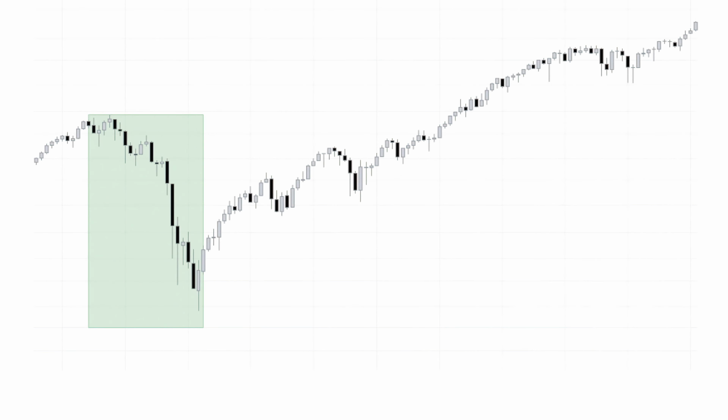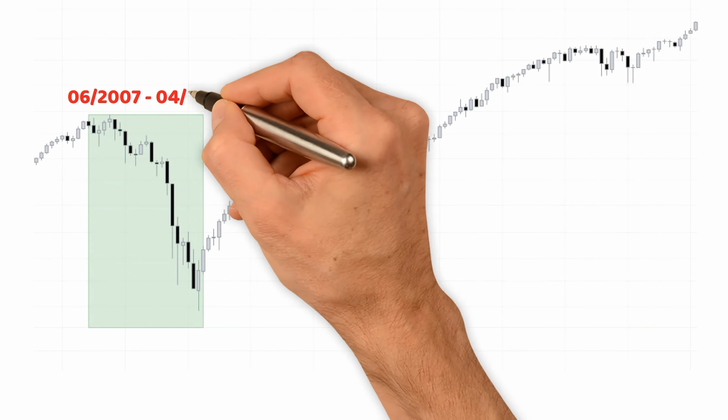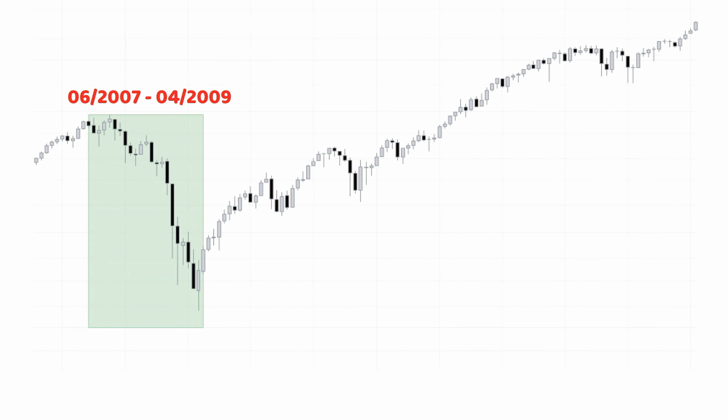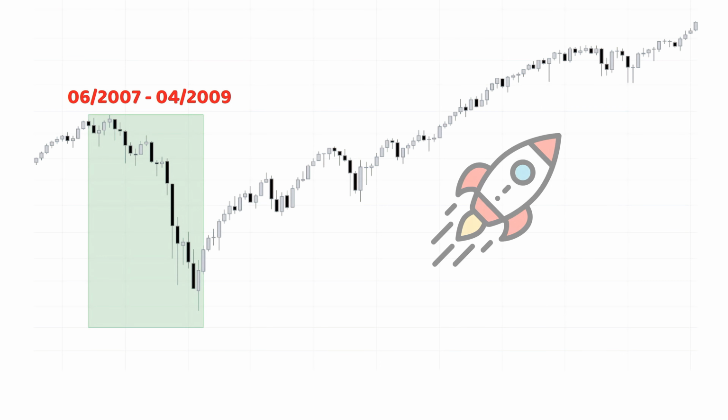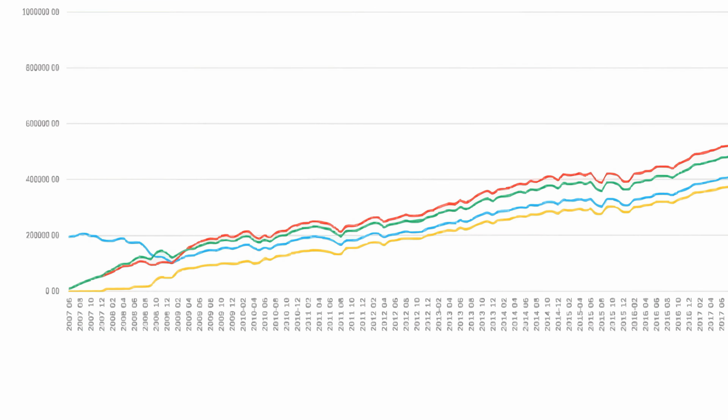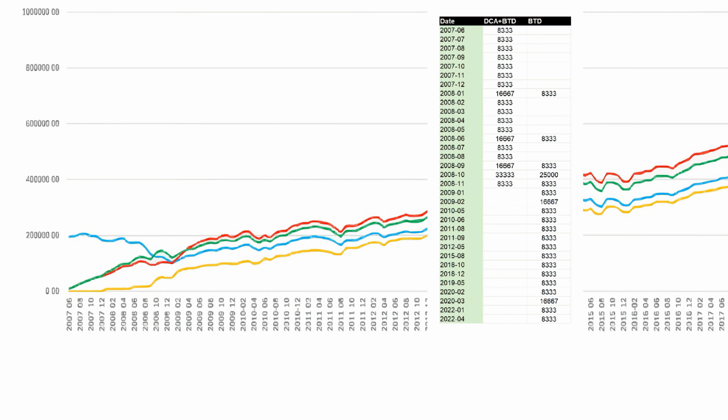DCA performs better because it spreads the investments across the entire bear market, effectively averaging down the entry cost. In this scenario, the final DCA contribution is made in May 2009, right around the market bottom and the beginning of the next bull run. Having fully deployed the capital just as the rebound starts allows the portfolio to capture the full upside of the recovery. From this perspective, the weakness of the DCA plus BTD strategy lies in deploying funds too quickly.